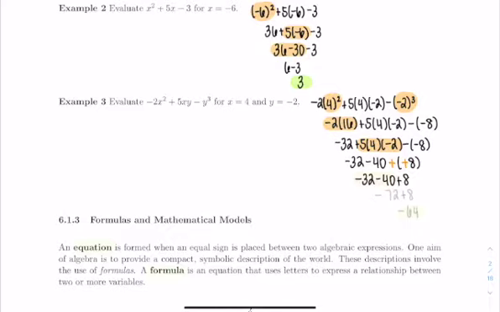And we want to then approach this from left to right. Negative 32 minus 40 is going to be negative 72 plus 8. And negative 72 plus 8 is going to give me negative 64.